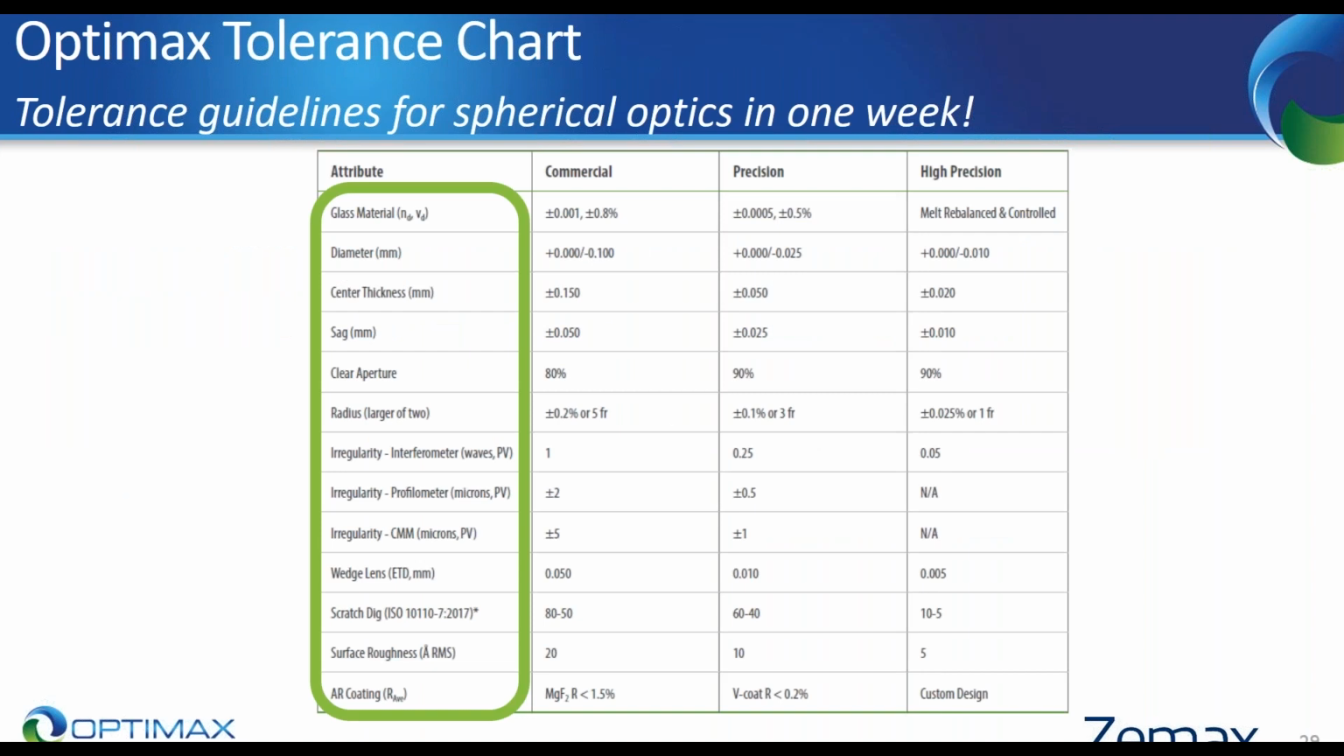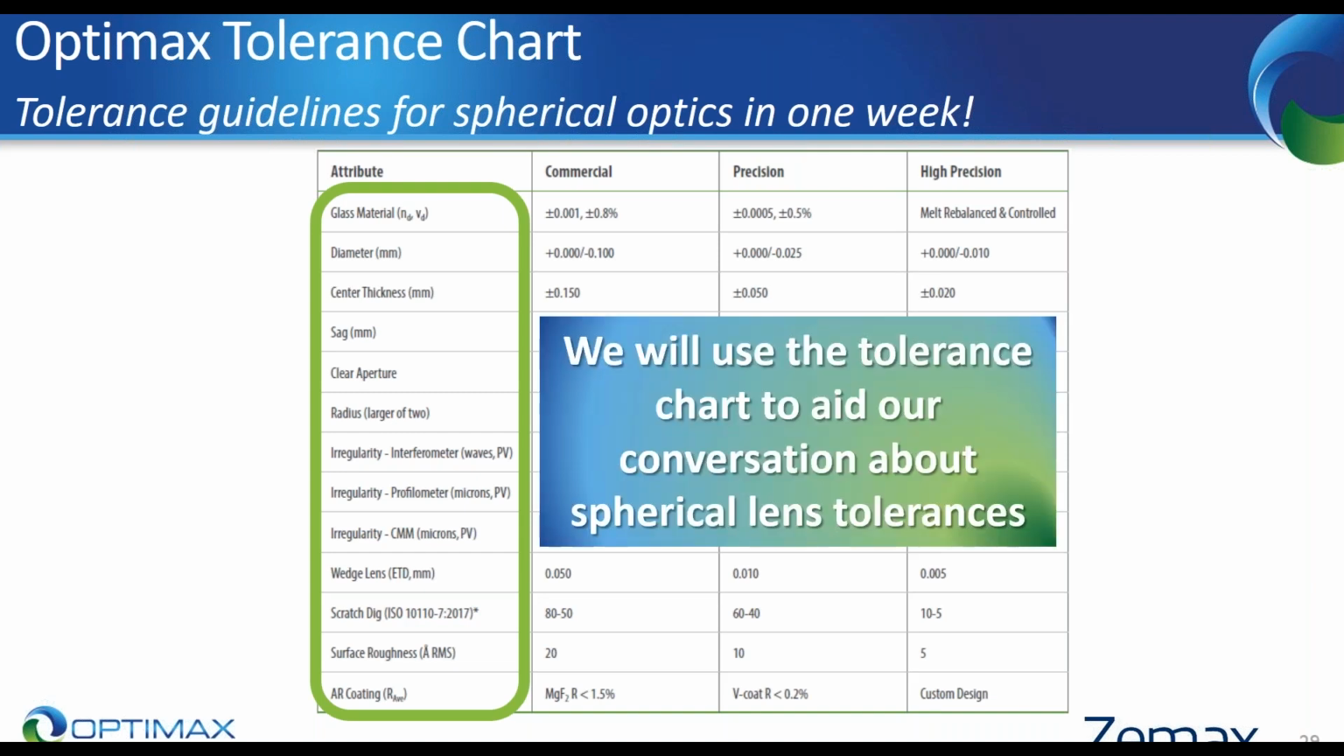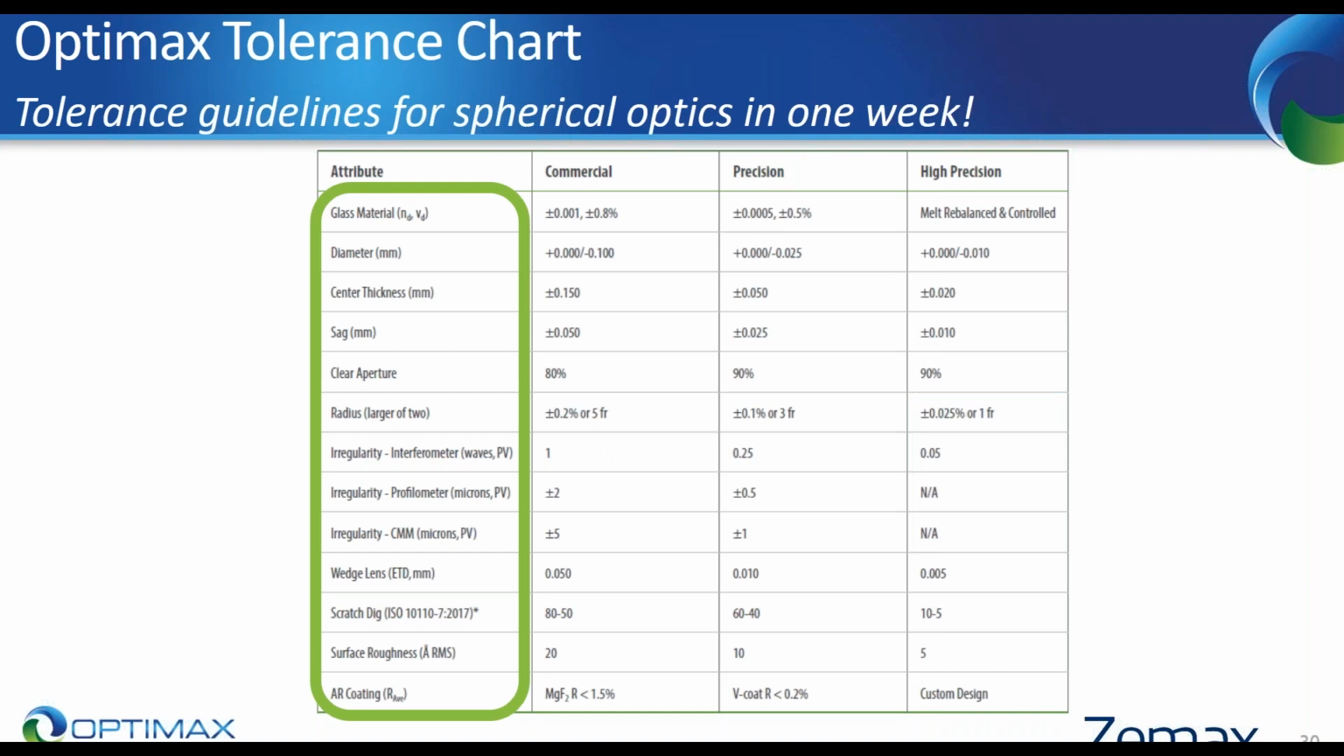So what we're going to do today is use the Optimax tolerancing chart as a talking point. The Optimax tolerancing chart, for those of you who may not be familiar with it, is a set of guidelines that we've created of what's possible for spherical optics to be made in 1 week. I'm going to talk through each of the attributes on the left-hand side, and we're going to use this tolerancing chart to aid our conversation about spherical lens tolerancing.